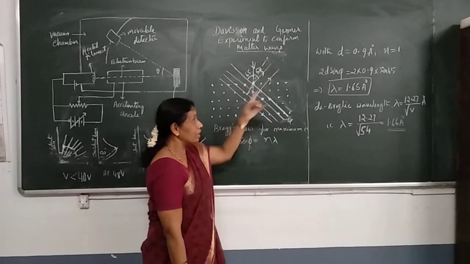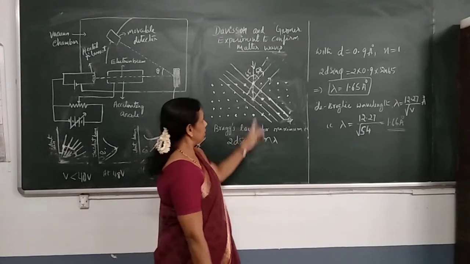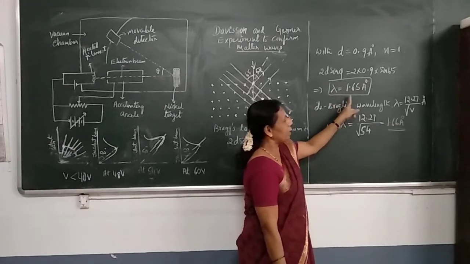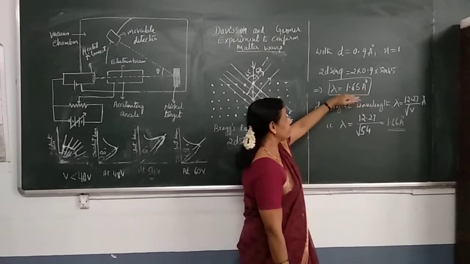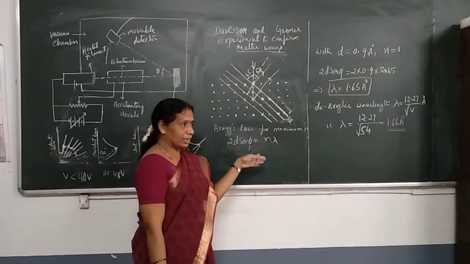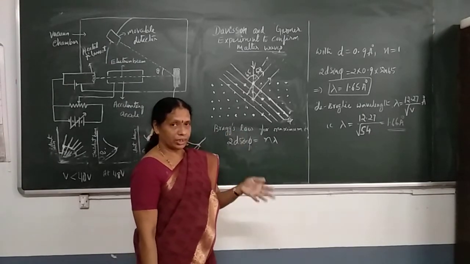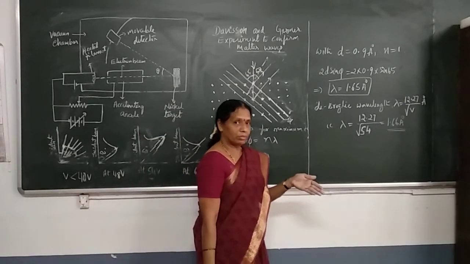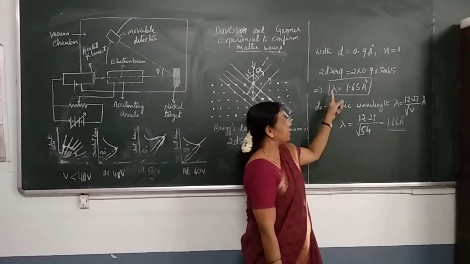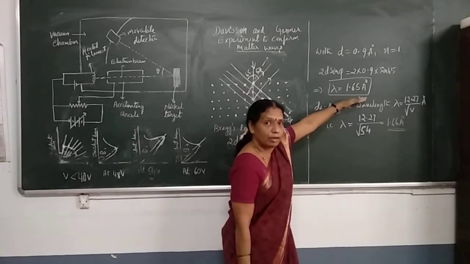For the nickel crystal, d, the separation between the planes, is 0.9 angstrom, and the angle phi is 65 degree. When you substitute and simplify, we get lambda as 1.65 angstrom. This is the value of lambda for the waves diffracted here. The diffraction occurs in the case of a wave. If the electron behaves like a wave, then only diffraction occurs. When the wave associated with the electron beam gets diffracted, the lambda obtained for those waves is 1.65 angstrom. This is the experimentally obtained value for lambda.